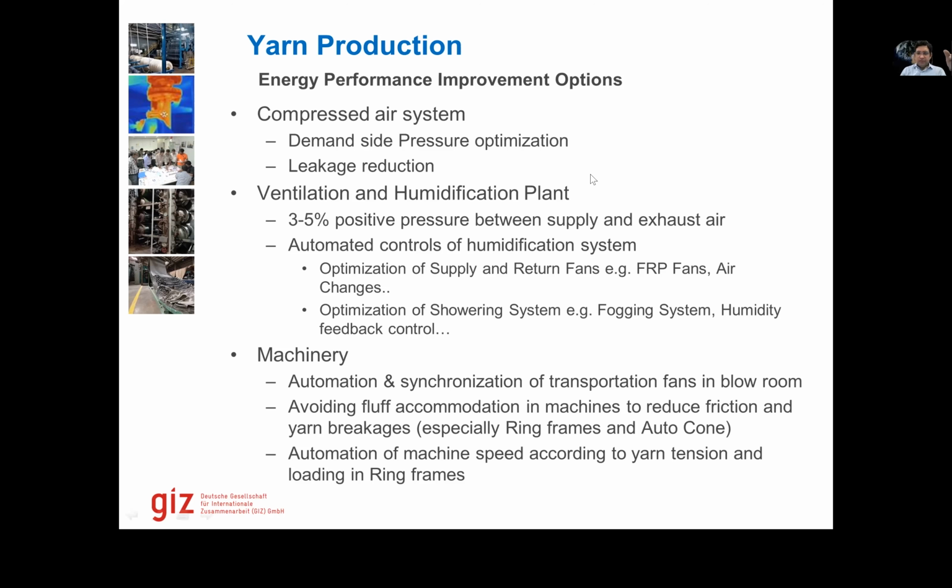One option that I've shown you here, for example, is optimizing machine speed and optimizing the exhaust and cleaning processes. These are usually the process options. The biggest savings can be achieved from the compressor system and the humidification and ventilation plant.